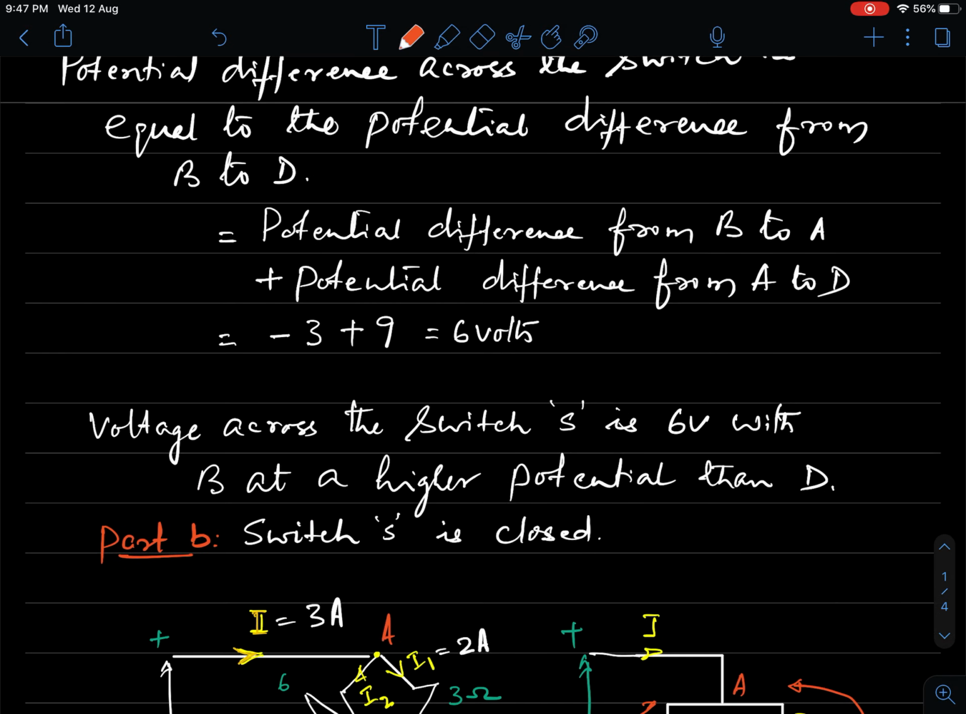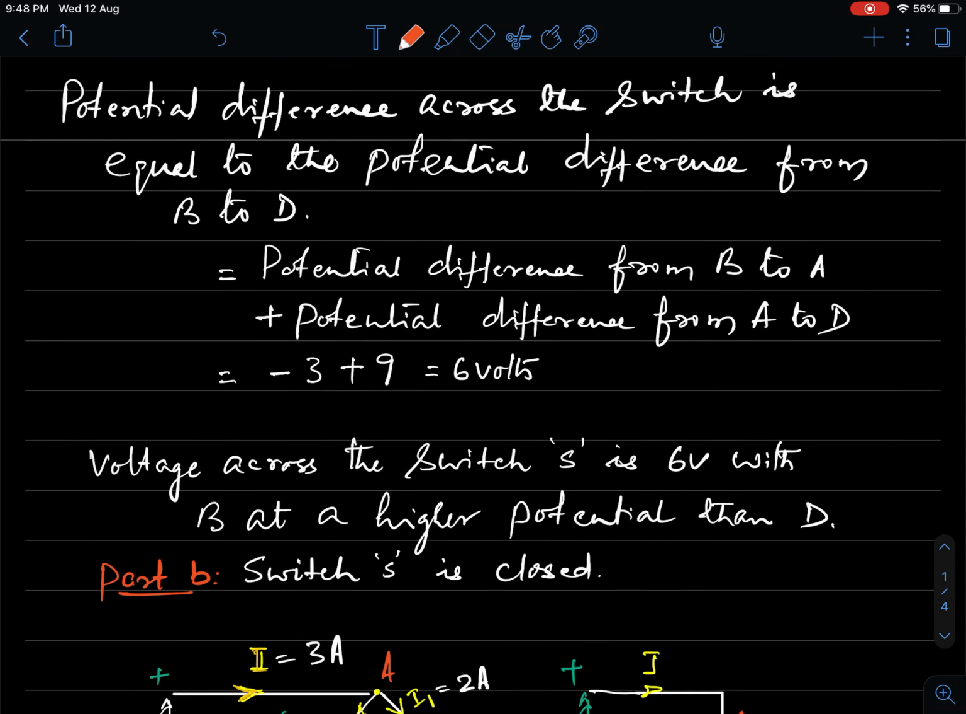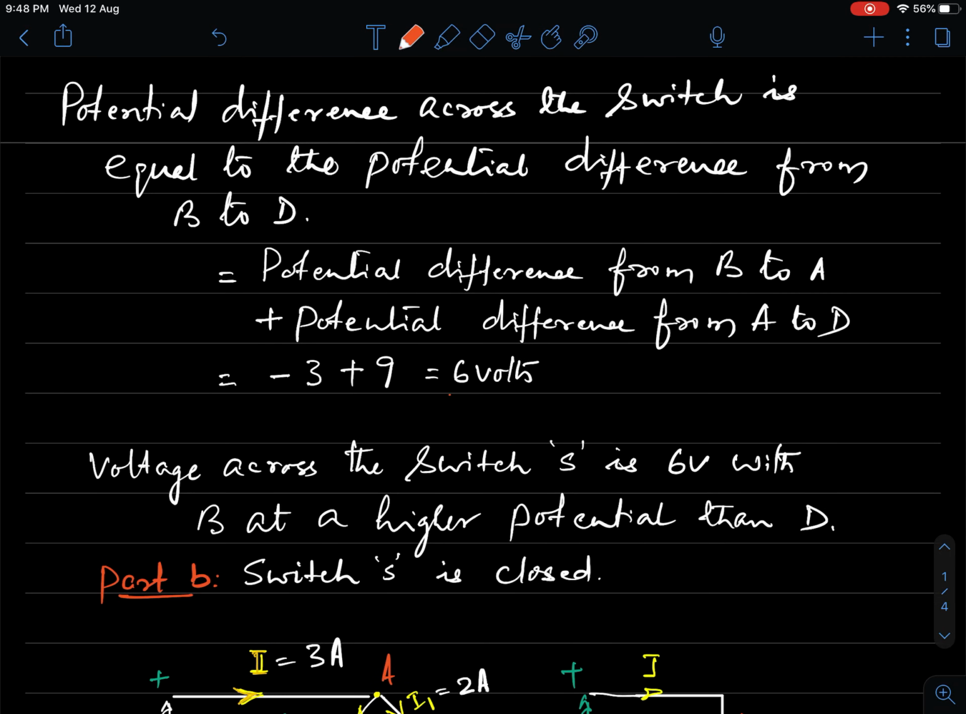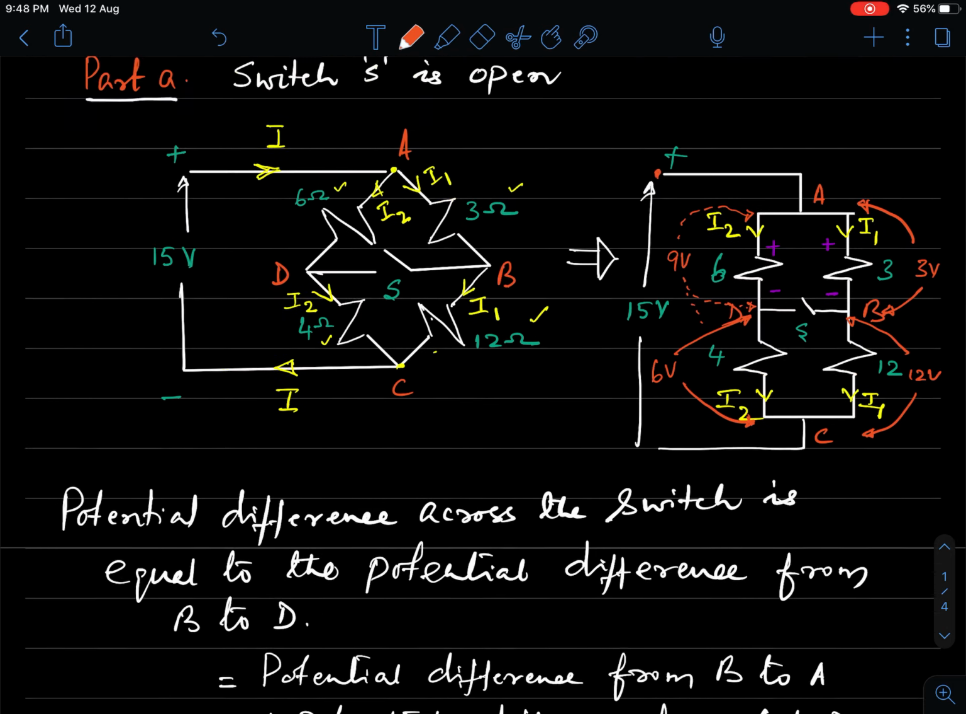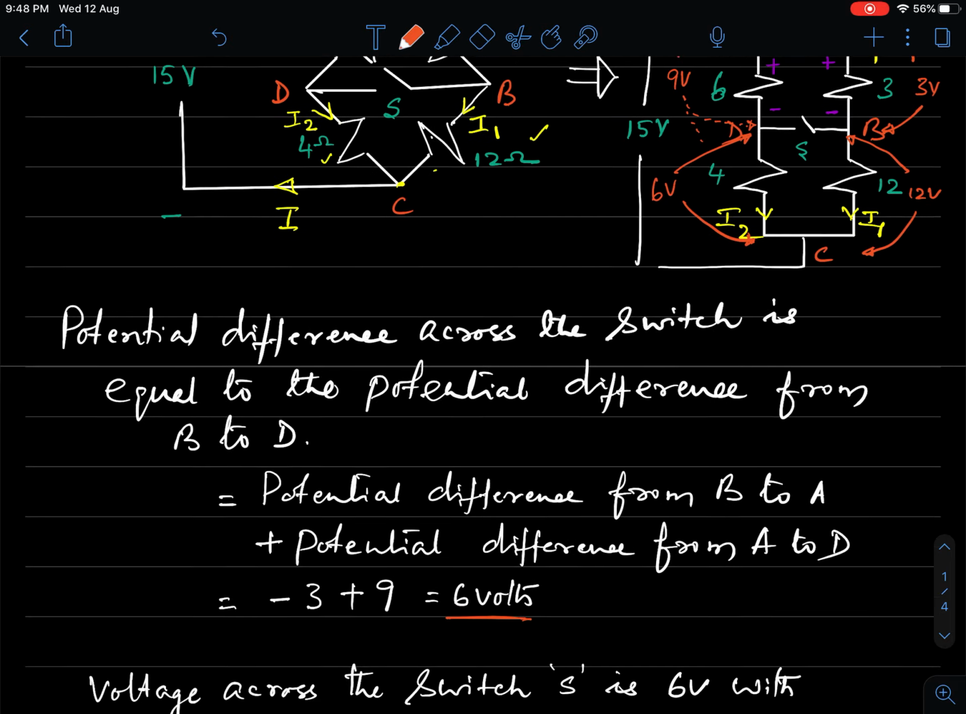The first part of the problem talks about the potential difference across the switch. It will result in a 6-volt potential difference. When you keep the switch open, there appears to be a potential difference of 6 volts, because of which there is going to be a current, otherwise there wouldn't be any current. So this completes the problem.